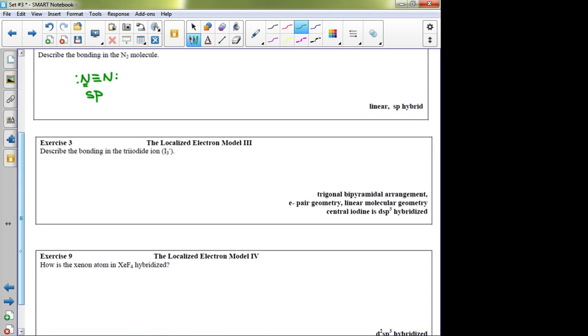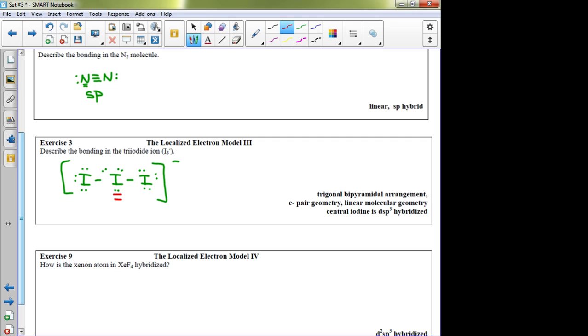Alright, exercise 3 asks me to describe the hybridization in the triiodide ion. I'll draw that for you. There you go. So let's look at the central atom. You always look at the central atom to describe the hybridization. What's the central one here? The iodine. Trick question. So we're looking at the one in the middle.